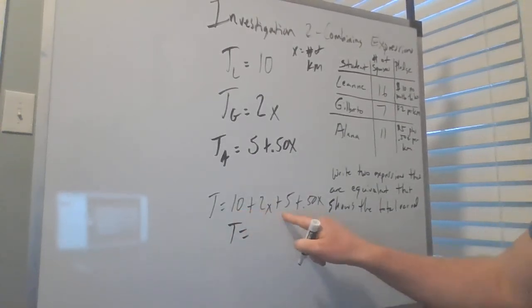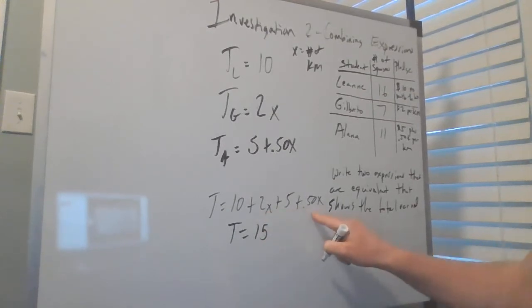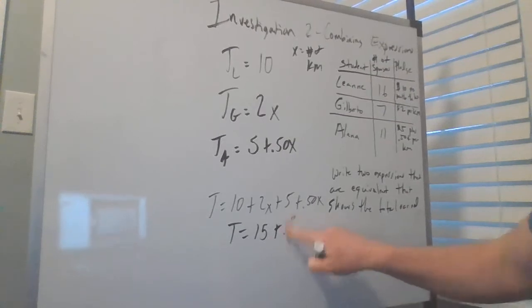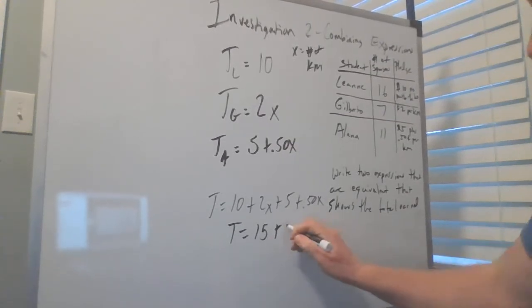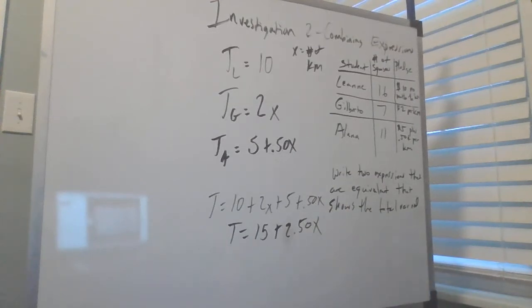Now, again, you got to start combining your like terms always. So add 10 plus 5. So I got 15 plus 2x plus 0.50x. So 2.50x. So again, equivalent expressions, combine your like terms.